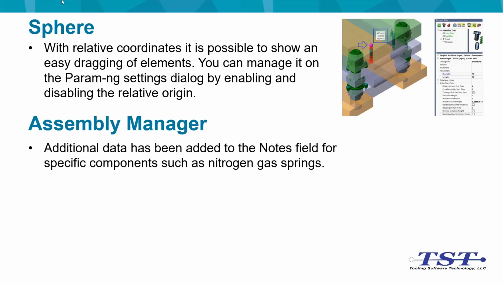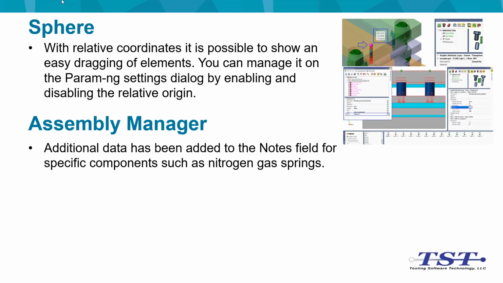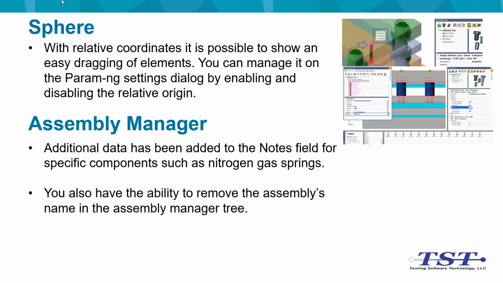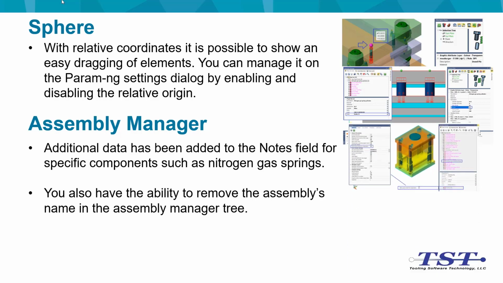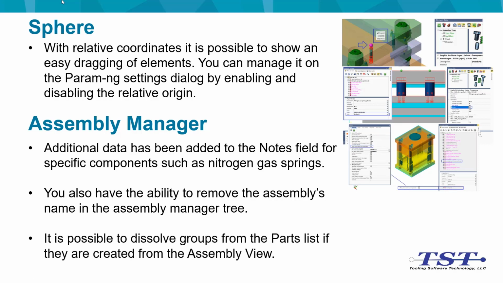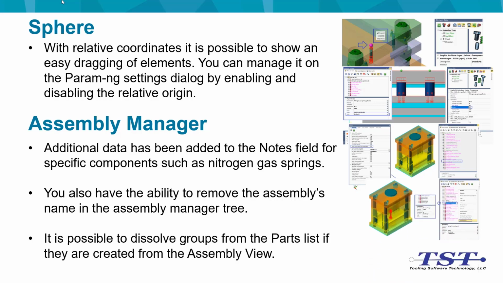And within Assembly Manager, there have been some additional data improvements to notes, such as for nitro gas cylinders. So within here, it actually adds some additional notes for those. You now have the ability to remove the assembly names from the Assembly Manager tree as well. So, for example, you can remove those Assembly Manager names too. And it is also possible to dissolve groups inside of a parts list, whereas previously you had to do this through the assembly view.